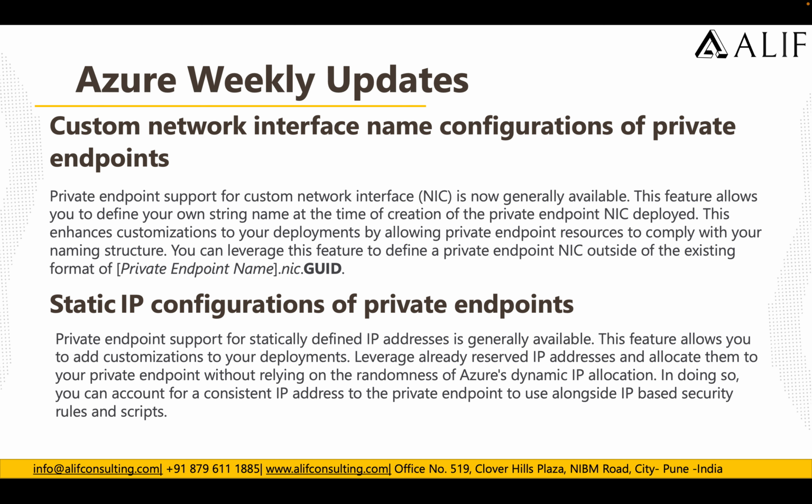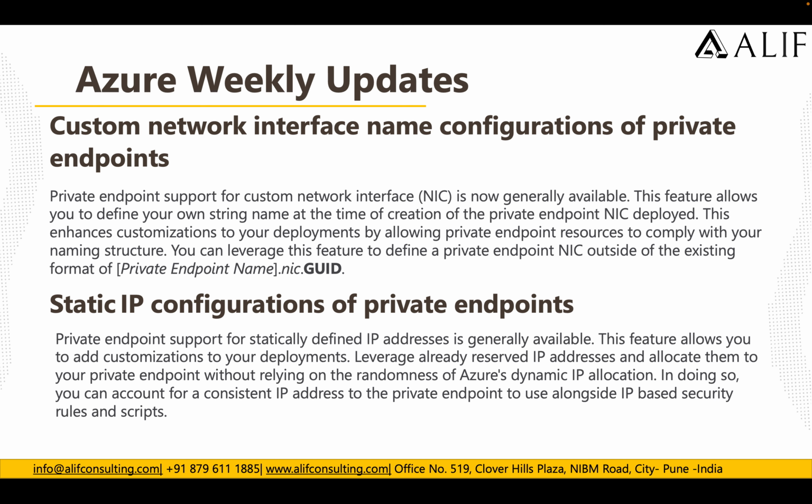The second update which we have is again from the private endpoint. Now we have a static IP configuration of private endpoint. What that means is earlier whenever we were creating a private endpoint, it automatically picked the IP from the subnet which we had selected, right? But now we have a capability to assign a static IP on the private endpoint. With this one, it's going to allow us to do better management.